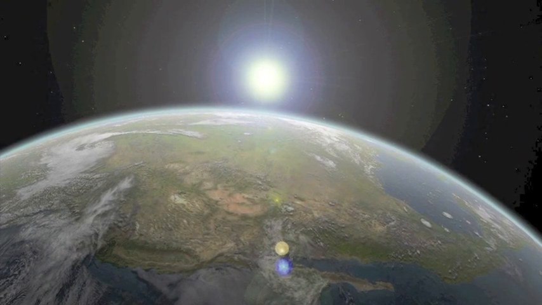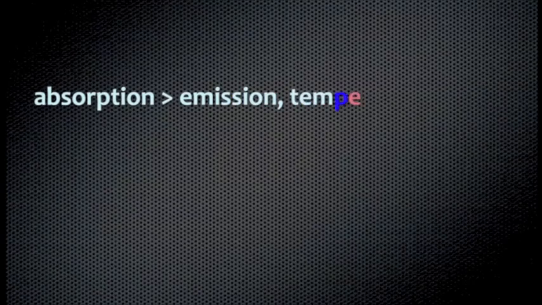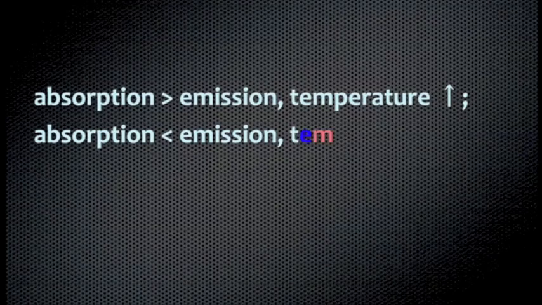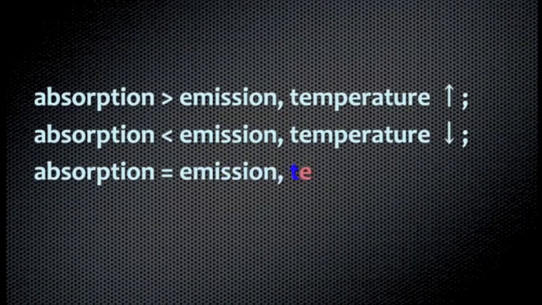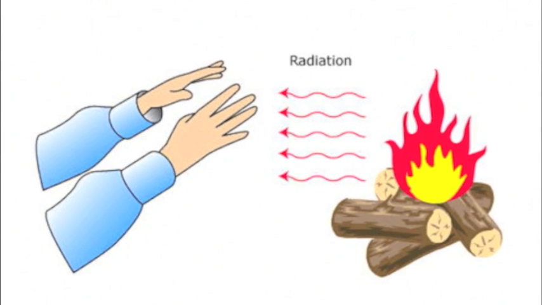When the absorption of energy is greater than the emission of energy, the temperature of the object rises. If the absorption of energy is less than the emission of energy, the temperature of the object falls. When the absorption of energy balances the emission of energy, the temperature of the object stays constant. The rate of infrared radiation is mostly affected by 3 factors. The following experiment will show one of these factors.